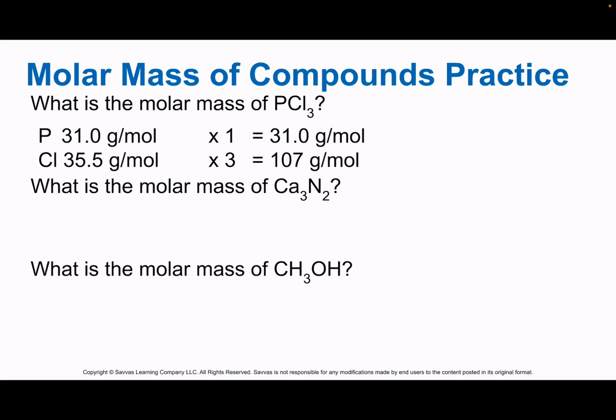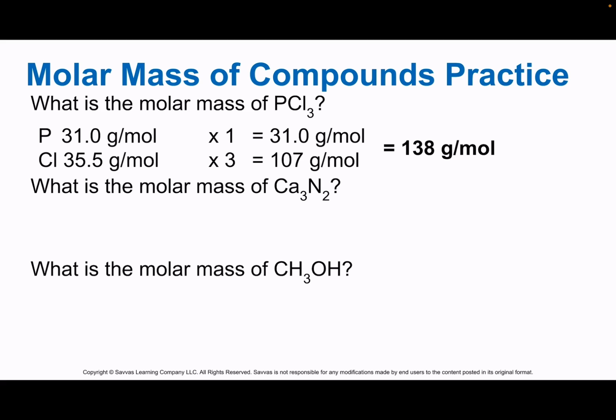When I do that, I get 2 different answers here. 31 stays, and 107 is our mass for all 3 chlorines. To get the molar mass, we're going to add those 2 numbers together for a total of 138 grams per mole. Feel free to pause and try the next 2 on your own.